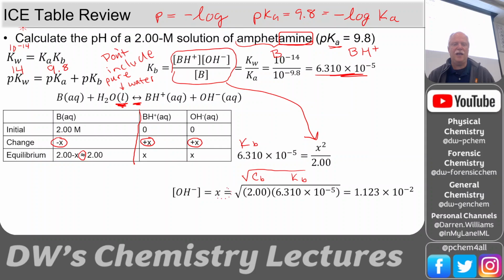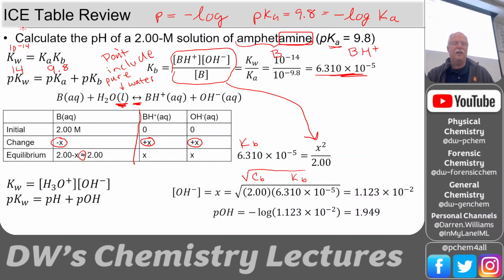That's the hydroxide concentration. Now, what is the problem asking for? It's asking for the pH, which is the minus log of the hydronium ion concentration. So we could do the pOH, which is the minus log of that number, 1.9. And then we know that the autoionization constant of water governs the balance between hydronium ion and hydroxide ion. So if hydroxide ion goes up, the hydronium ion goes down, and vice versa.